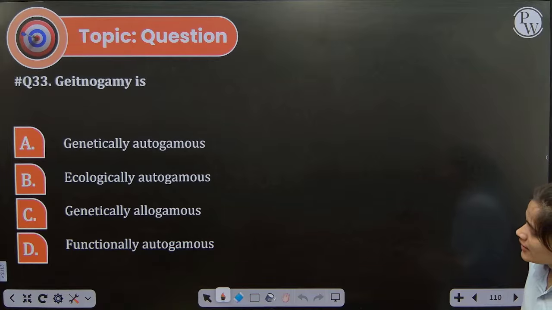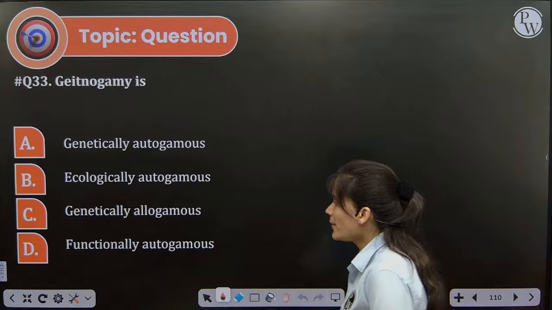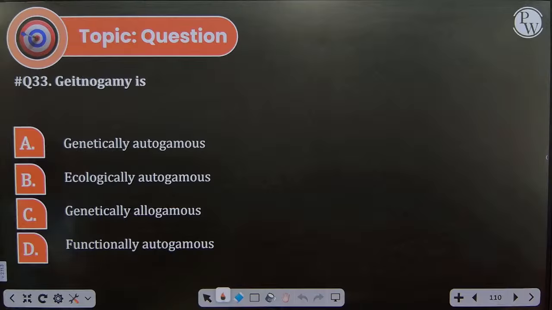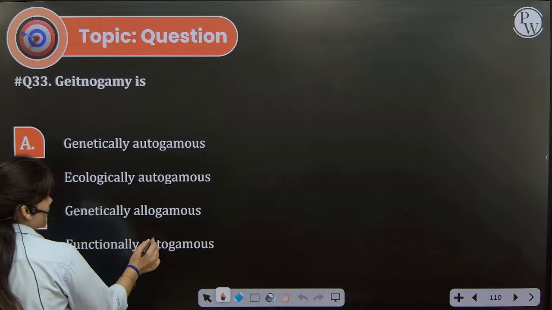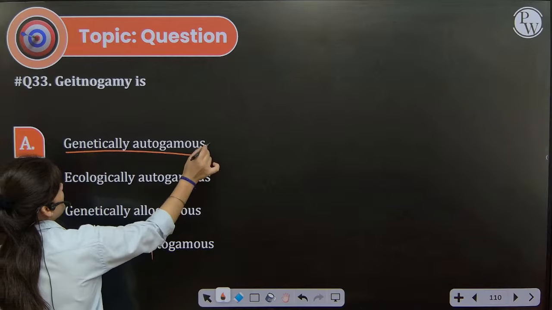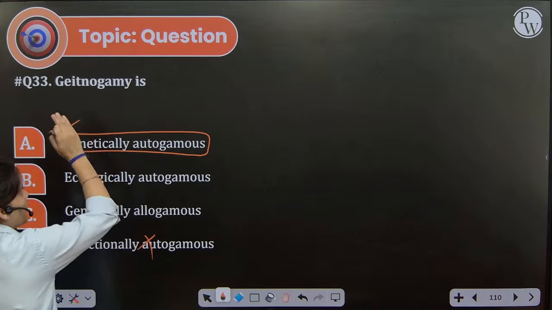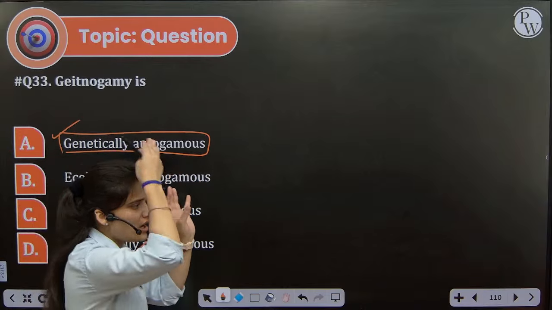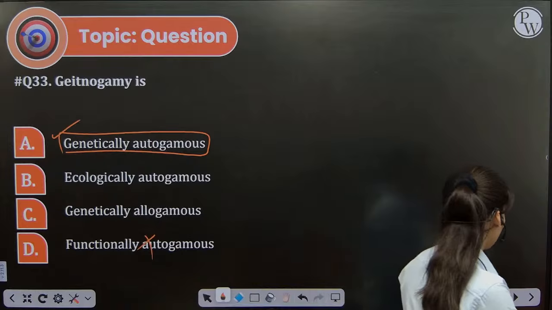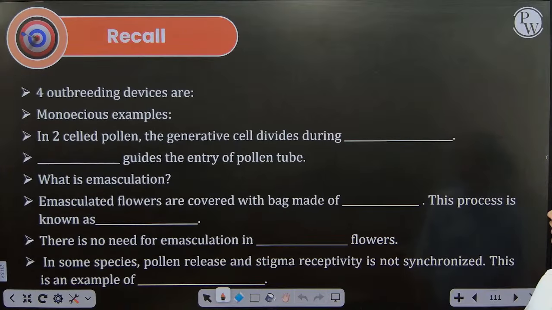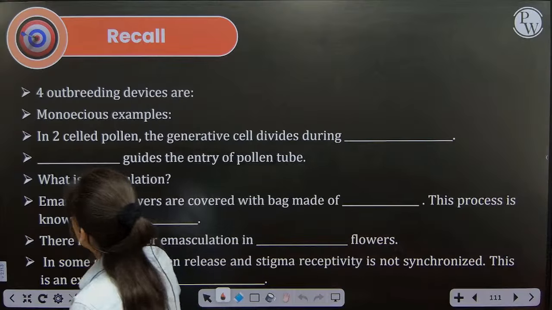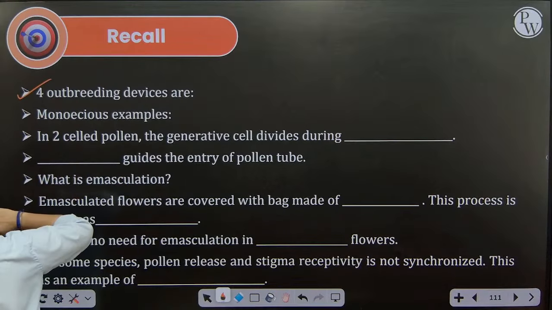Geitonogamy is functionally autogamous, genetically allogamous, ecologically autogamous or genetically autogamous? Functionally it is xenogamy. Genetically it is autogamy, because it is the transfer of pollen from the anther of one flower to the stigma of another flower, but that flower belongs to the same plant. Next question. For outbreeding devices we discussed self-incompatibility, heterostyly, dichogamy.